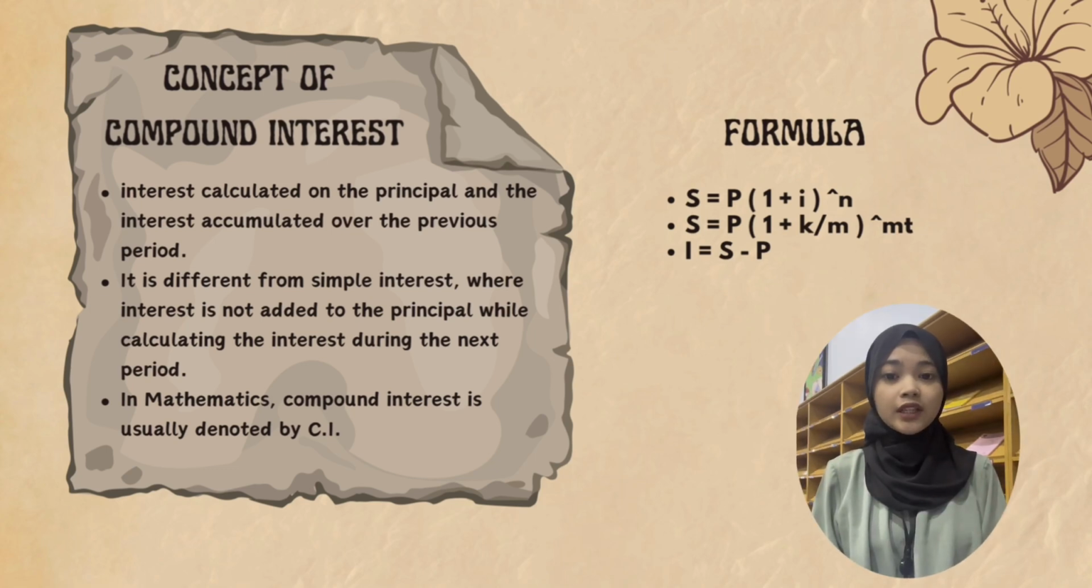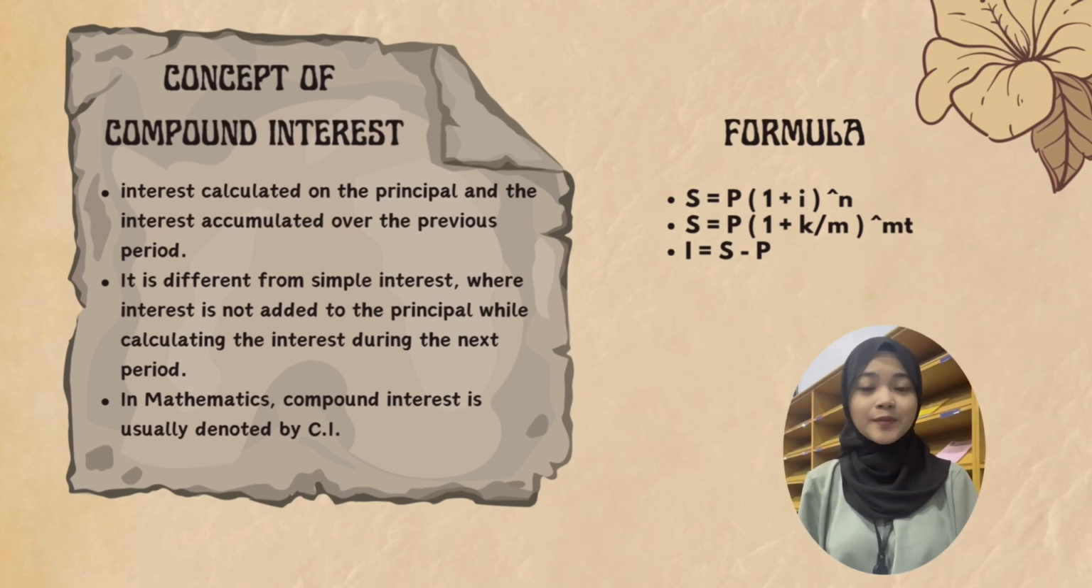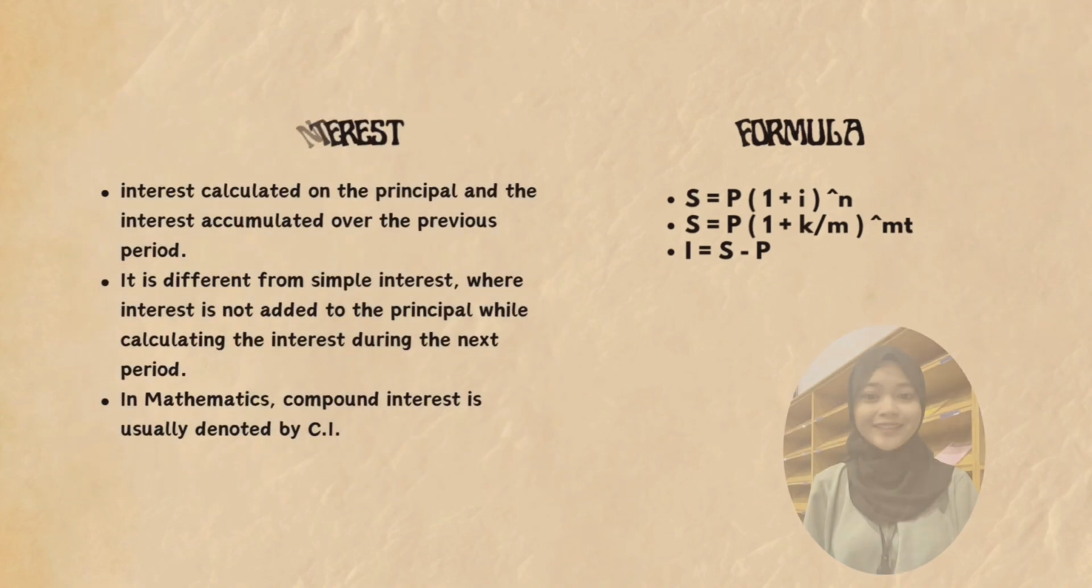Here is the formula that we need to use in compound interest. S equal to P times (1 plus i) power of n. And the second one is I equal to S minus P. S is denoted as future value, P is for principal amount, i for periodic interest rate, and n for number of times interest in year.